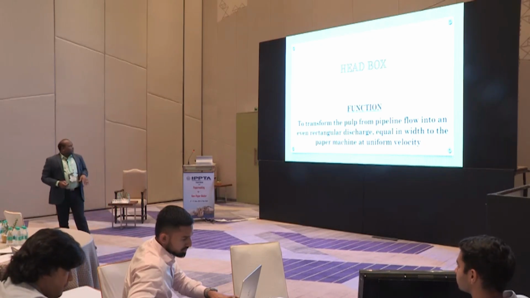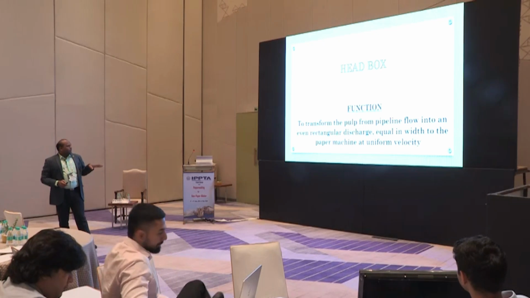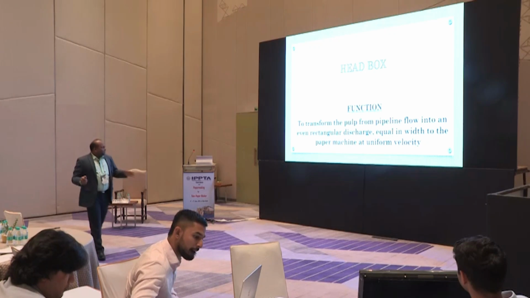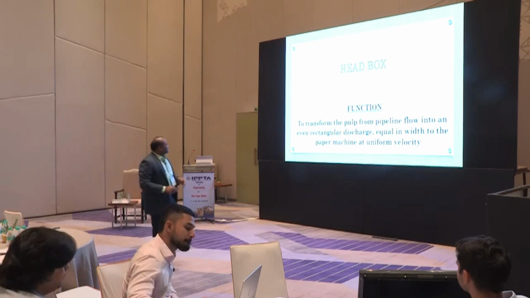The main function of the head box is to transfer the pulp from pipeline flow into an even rectangular discharge equal in width to the paper machine at uniform velocity.